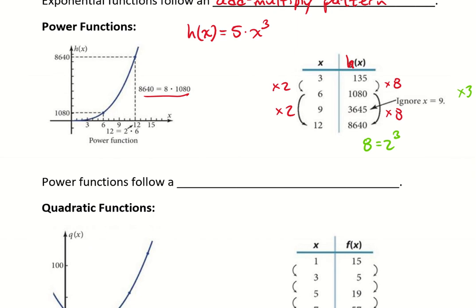So what we call this, the power function follows a multiply pattern. Go back to red. Because we're multiplying on the left side of the function and we're multiplying on the right side of the function. Oh, sorry, this pattern. I can't talk and write at the same time.